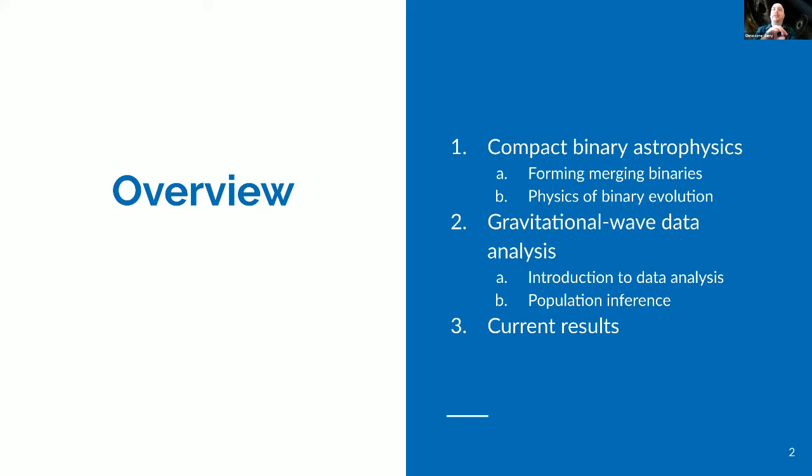So the idea is that we're going to start off the first couple of sessions talking about the astrophysics of compact binaries. We're going to talk a bit today about why we're looking at these binaries, why they're good to observe with gravitational waves, and the types of ways that we can make observable compact binaries, so binaries that actually merge and so can be observed with gravitational waves.